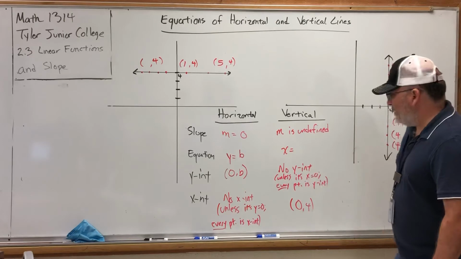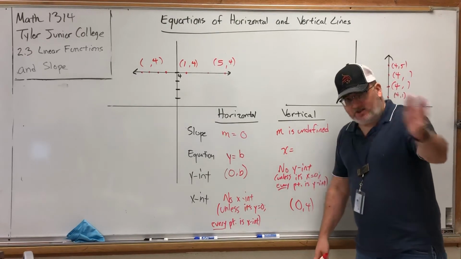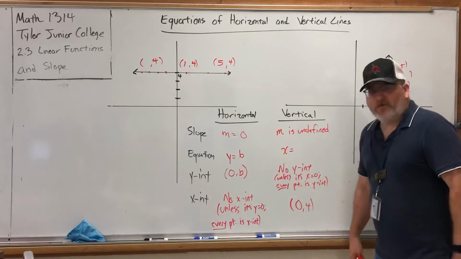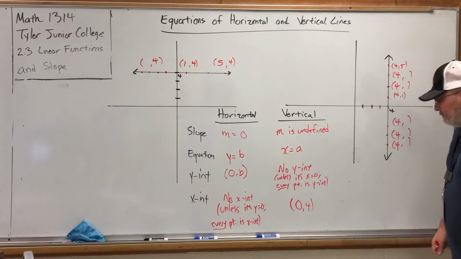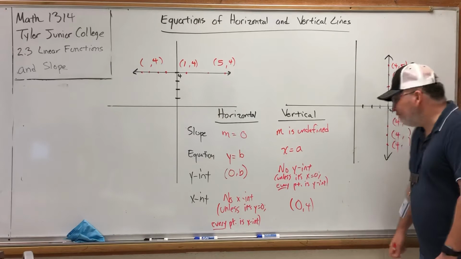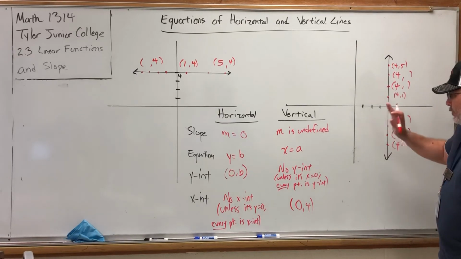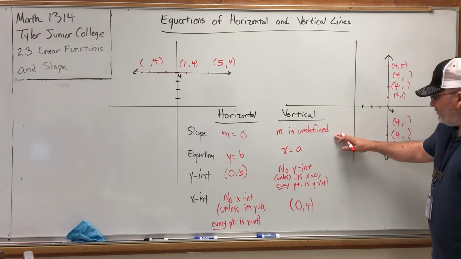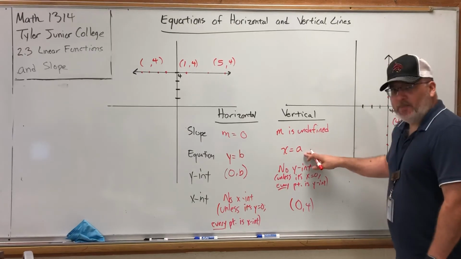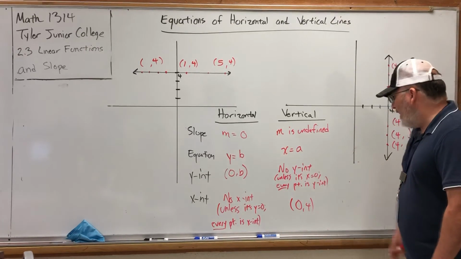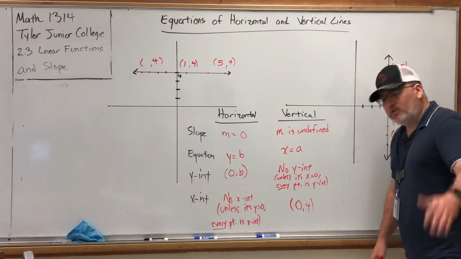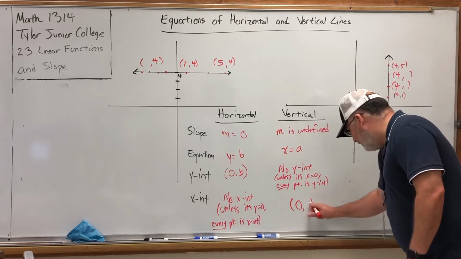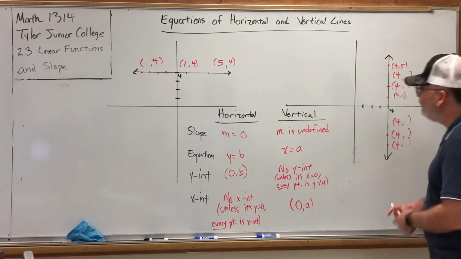Typically when intercepts are discussed in terms of both x and y, b is used for the y-intercept, a is used for the x-intercept, because a comes before b in the alphabet. And so for a vertical line, the slope is undefined, the equation is x equals some number, we'll call it a. There's no y-intercept unless your equation is x equals 0, in which case every point is a y-intercept. But the x-intercept would be (a, 0).